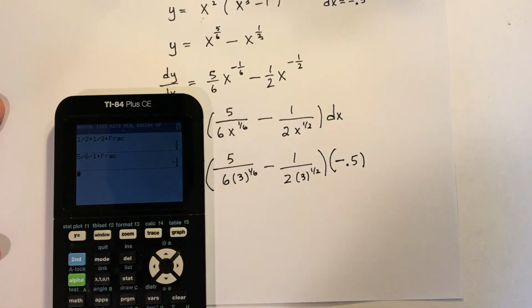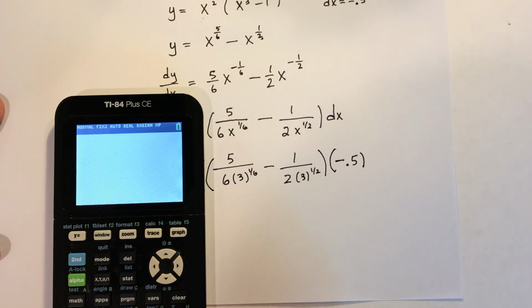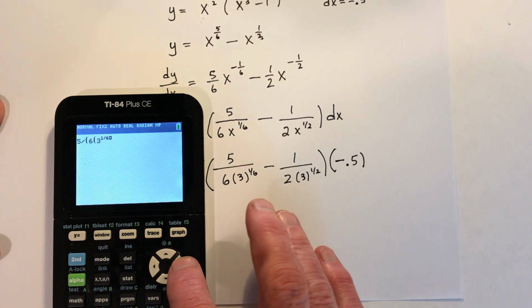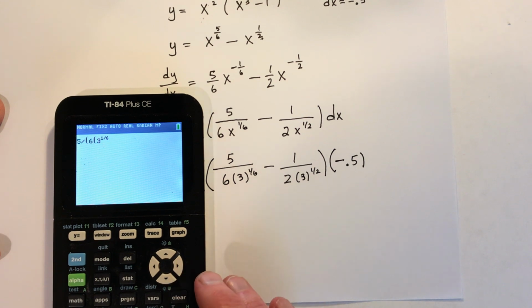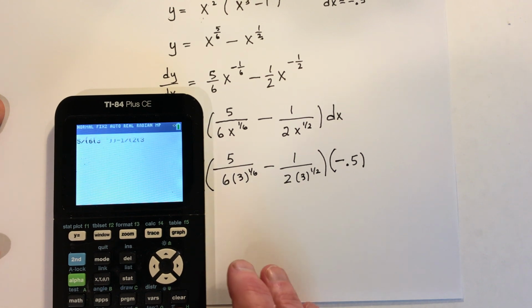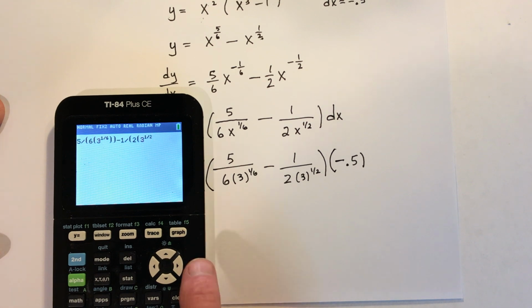And how much is all of that? So let's see, first of all, I have a 5 divided by, and then I should put parentheses. There's a 6 and parentheses, 3 is raised to the 1/6 power. Then move to the right to get out of the exponent, and now put the parentheses because this first fraction is done. And then minus the next one is 1 divided by parentheses 2 parentheses 3 raised to the 1/2. Then move to the right and put 2 parentheses.